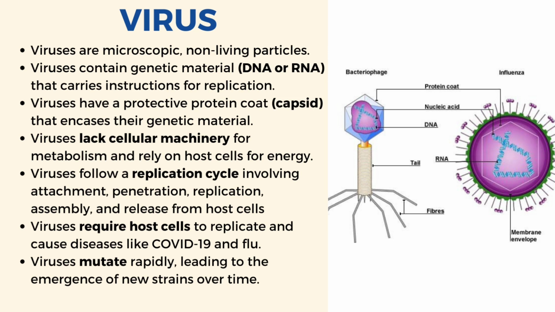This is the diagram which shows the simple structure. The diagram shows two viruses, one is a bacteriophage virus, another is the influenza virus. You can see that in the bacteriophage virus there is DNA as genetic material, and in the influenza virus there is RNA as genetic material. Nucleic acid and a protein coat are present. In the influenza virus there is an envelope as well.